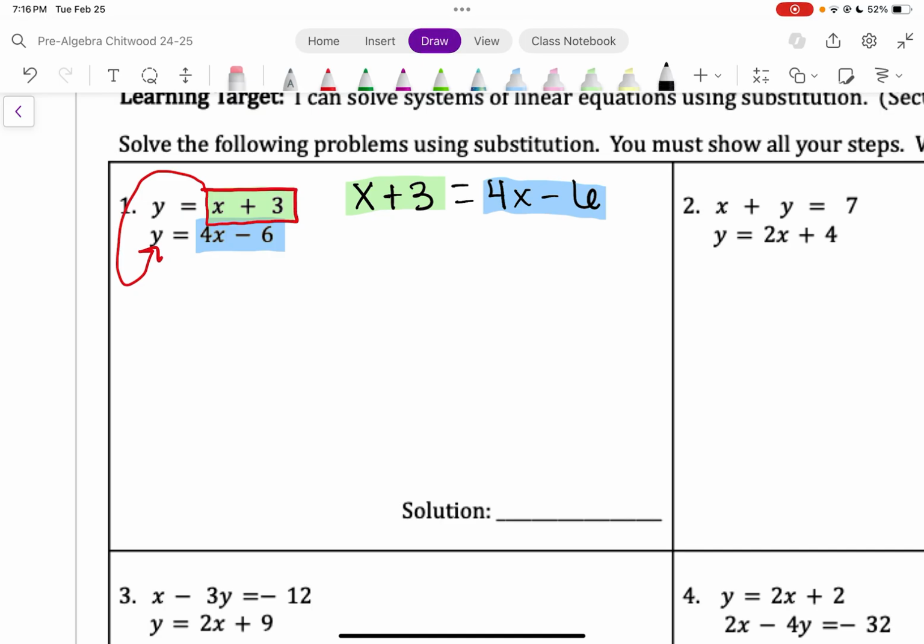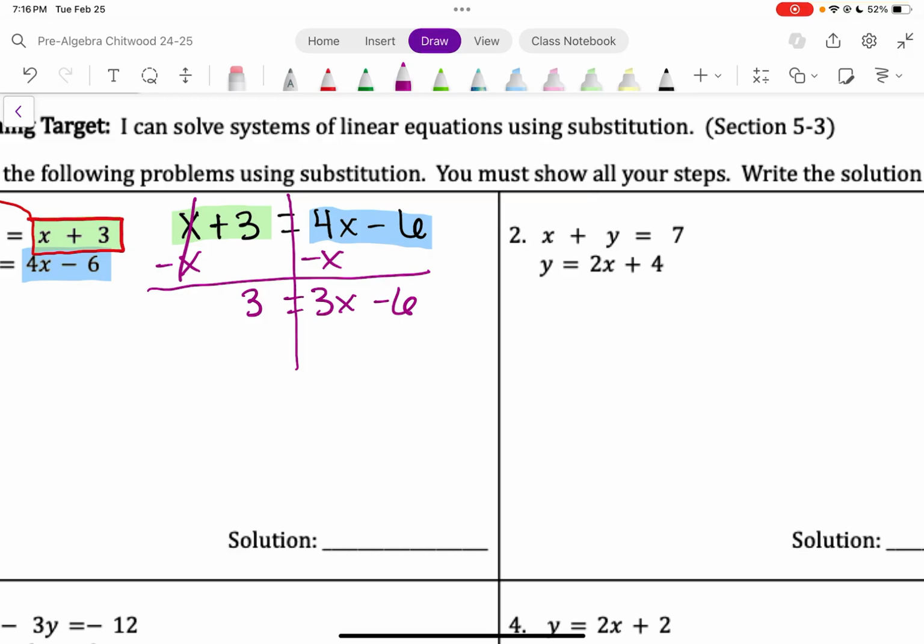Now, since I have variables on each side of the equal sign, I have to start by moving over the lesser variable. I'm going to subtract x from both sides, and I will get 3 equals 3x minus 6. Now I want to move the constant to the other side, so I have my variable on one side and the constant on the other. So I'm going to add 6 to the right, add 6 to the left, and I will get 9 equals 3x.